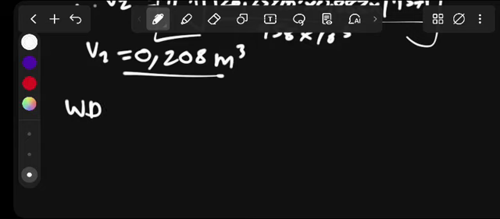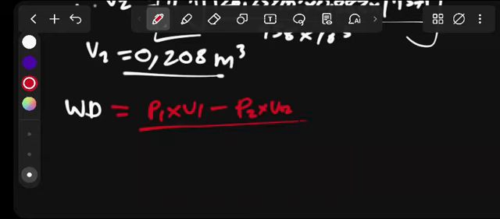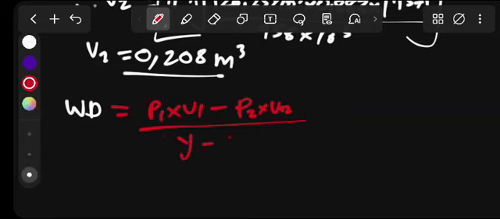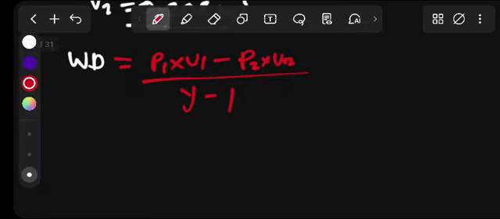We know that work done is simply equal to P1 multiplied by V1 minus P2 multiplied by V2, divided by 1.371 minus 1. Actually, this is supposed to be what? Gamma minus 1, but we have gamma. So this is supposed to become gamma, isn't it? So I just substituted that gamma.